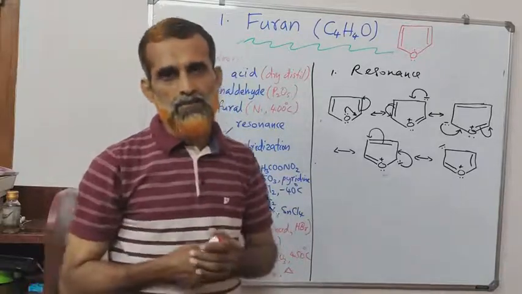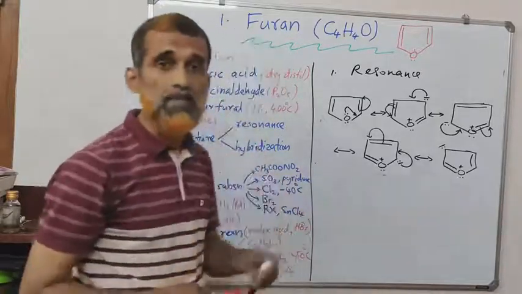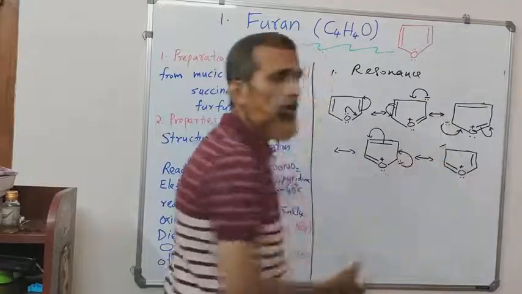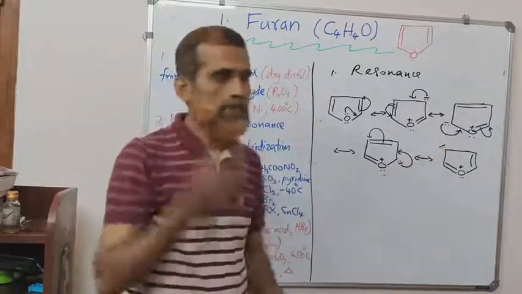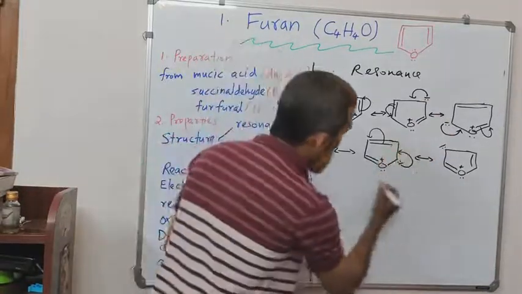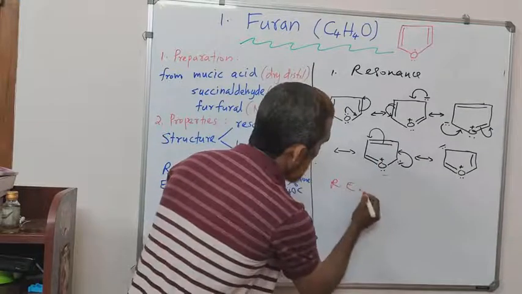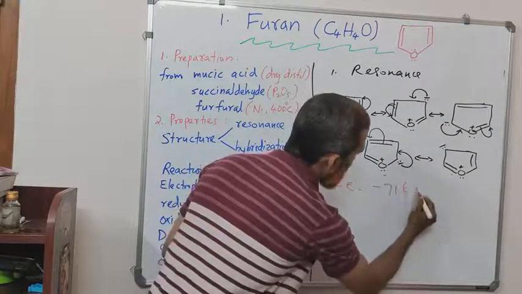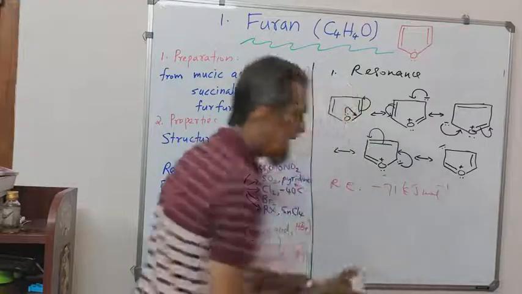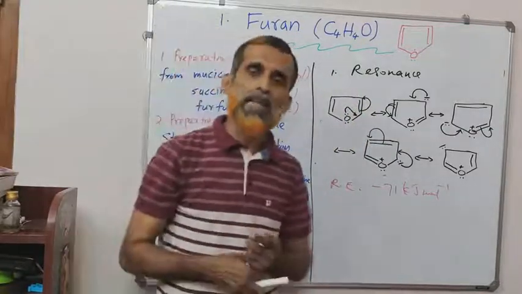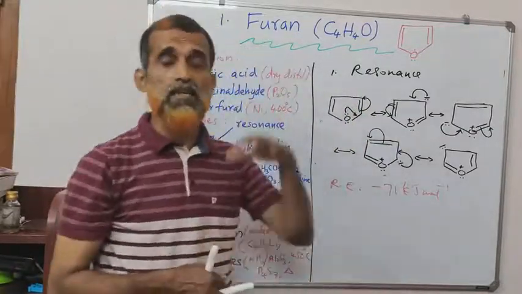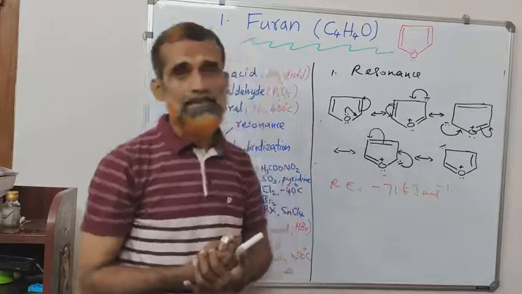Benzene is aromatic, it is having high resonance energy. So due to this resonance phenomena, furan is stabilized. The resonance energy is minus 71 kilojoule per mole. We know that it is much less than that of benzene. Benzene is having more resonance stabilization.